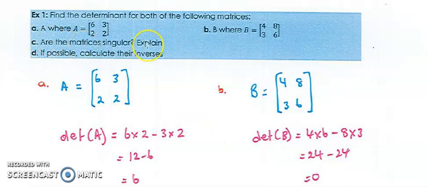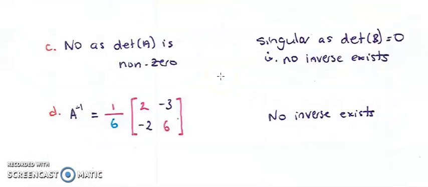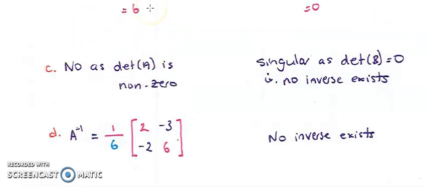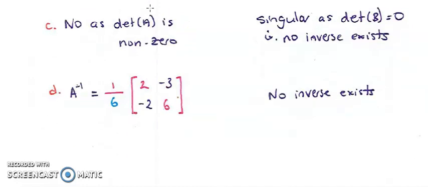C, are the matrices singular? And explain. A matrix is determined as singular if the determinant is 0. So, for C, matrix A isn't singular, as the determinant is non-zero, because we got 6 before. But the other matrix, matrix B, is singular, because the determinant is equal to 0.